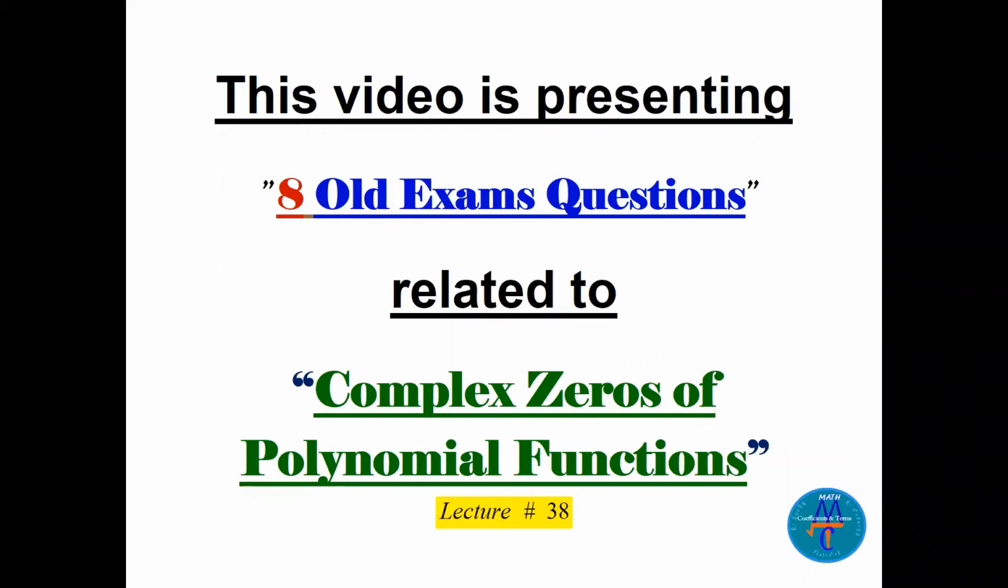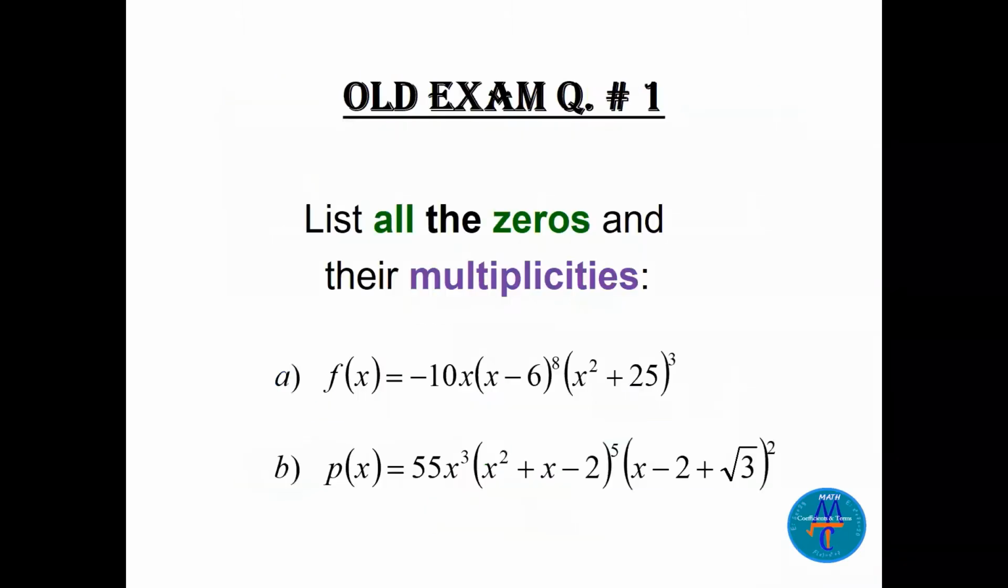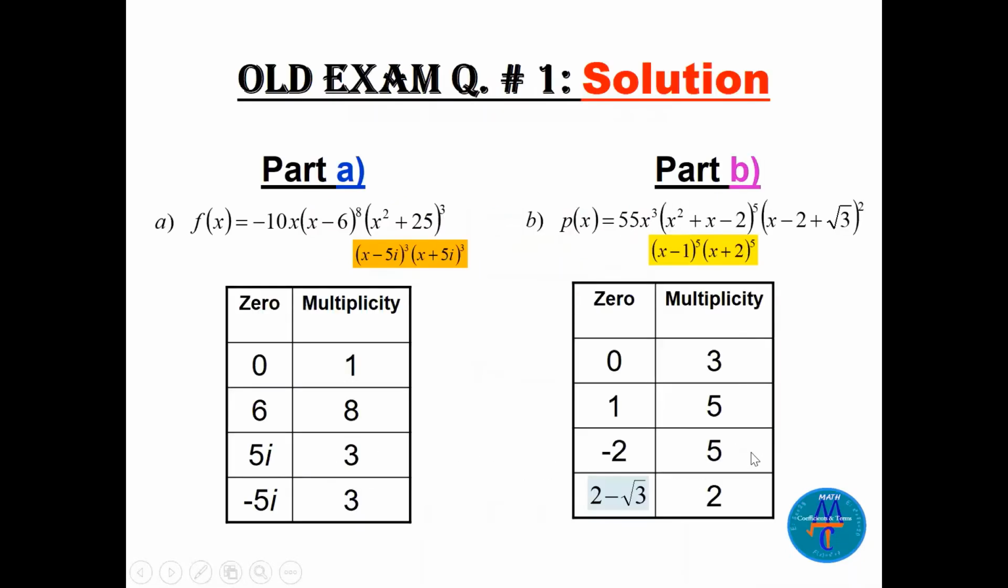This video is presenting 8 old exam questions related to the complex zeros of polynomial functions, lecture 38 from the algebra course. Question number 1, we need to list all the zeros and their multiplicities. If you look at the first one, we need to factor a little more here, x squared plus 25. This trinomial we need to factor, this one is already factored, that's linear inside. So just make a table here.